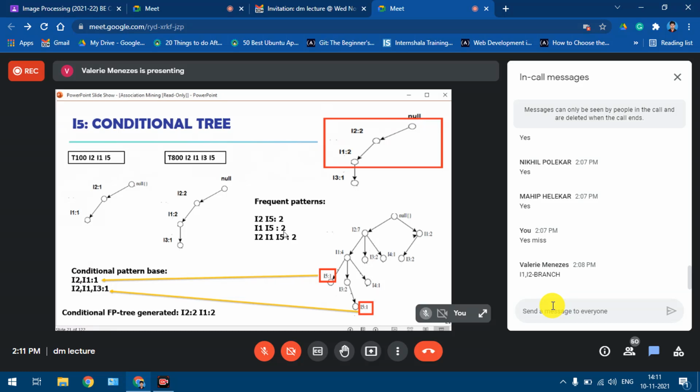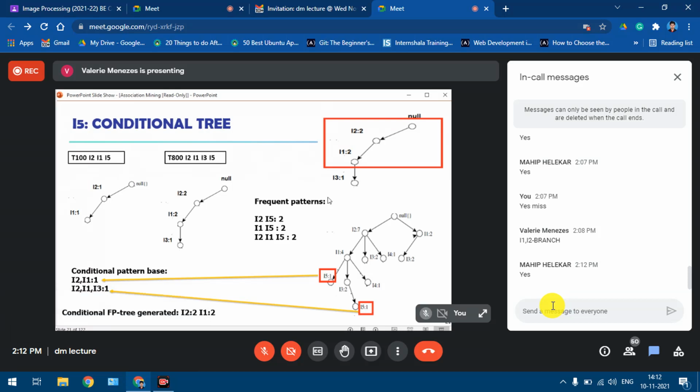Now, why you don't include I5? I5 is like a suffix. So once you find that part of the branch which all the nodes have a support count greater than or equal to 2, then you take that part of the branch and you append I5 as a suffix. Then from that branch you derive the subsets and you append I5 as a suffix. Is this part clear, students?